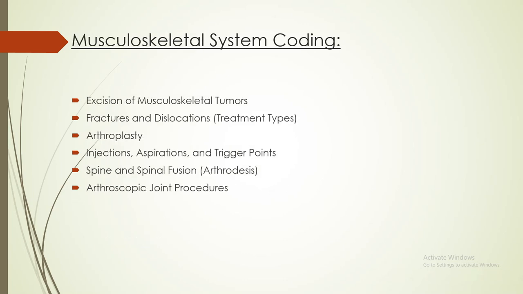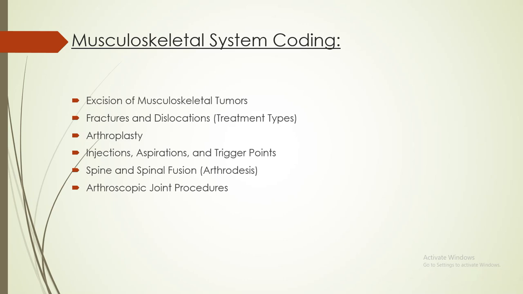Okay. So next one is the musculoskeletal system. Here, excision of musculoskeletal tumors. 100% you will see lipoma excisions from the musculoskeletal system. Okay. So how to code lipoma excisions? What is the hierarchy for lipoma excisions?